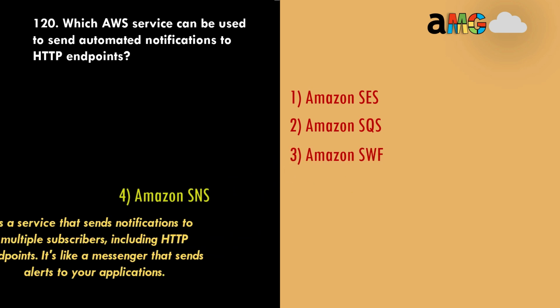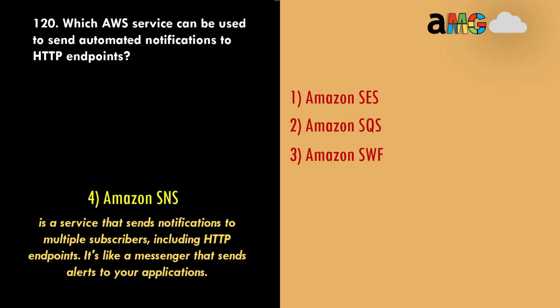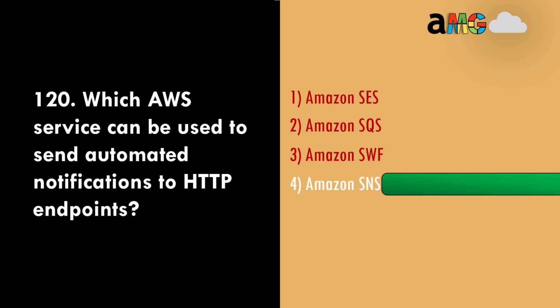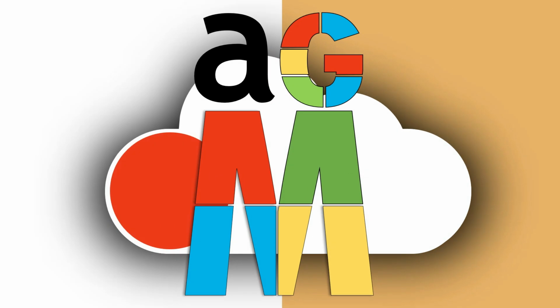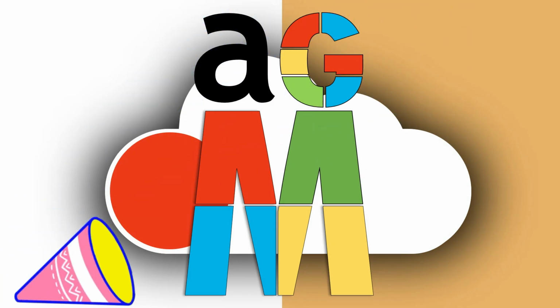Alright. Option 4, Amazon SNS is a service that sends notifications to multiple subscribers, including HTTP endpoints. It's like a messenger that sends alerts to your applications. This is what we want. Amazon SNS is the correct answer. So congratulations for that. You have successfully completed all the 10 questions.